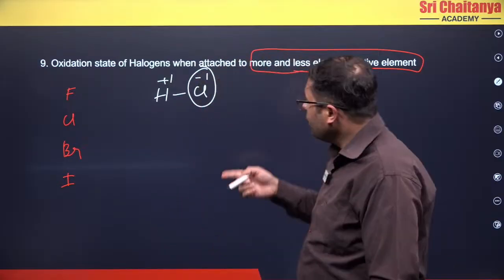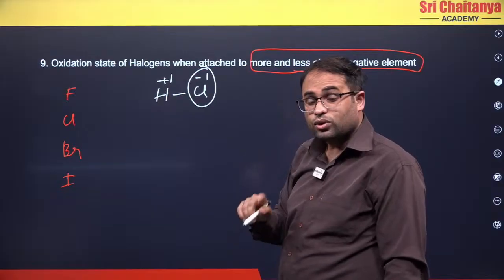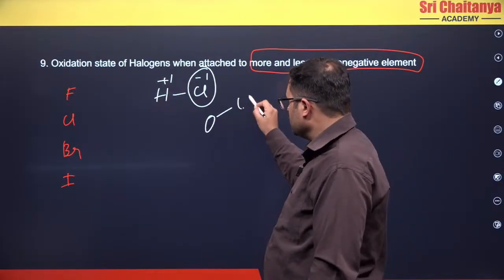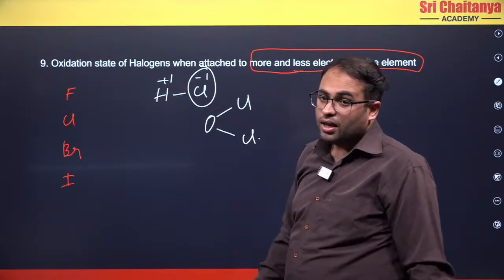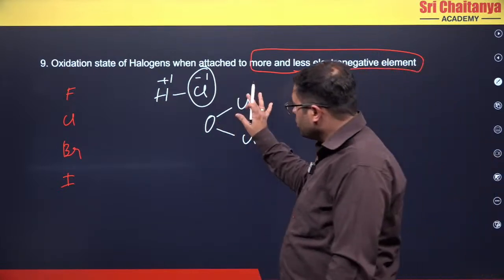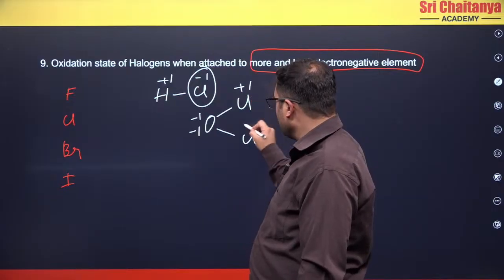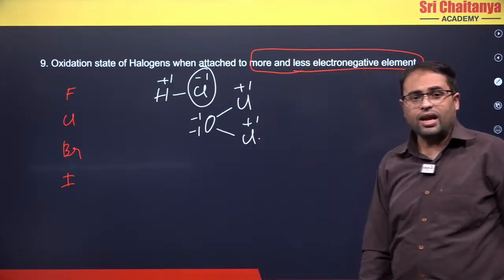But on the other hand, if I change this to something else, now oxygen is more electronegative than chlorine. So oxygen will pull electrons to -1s and chlorine will get +1.